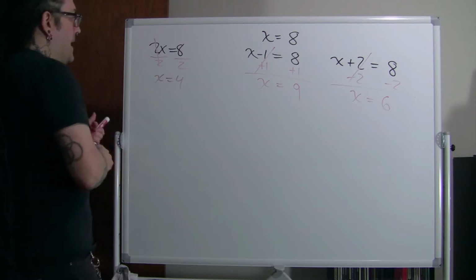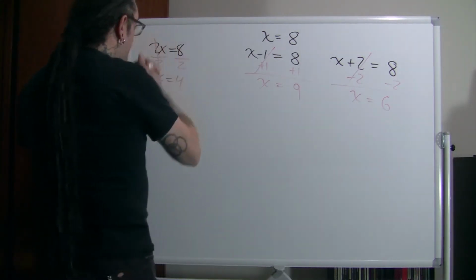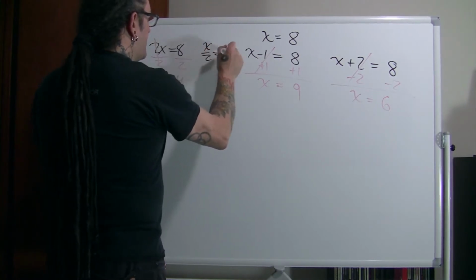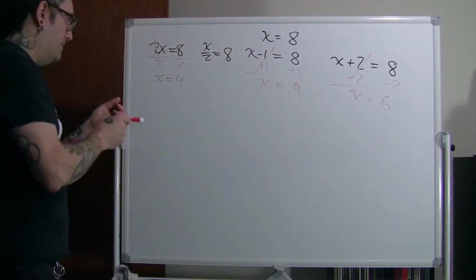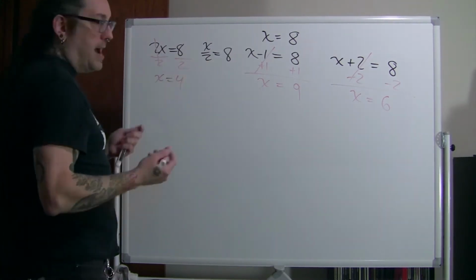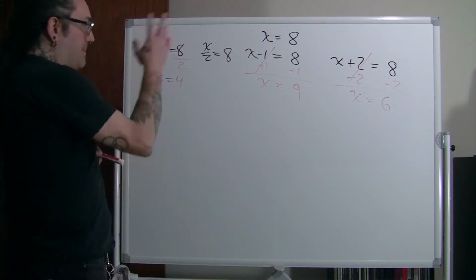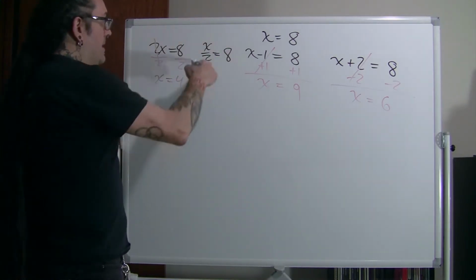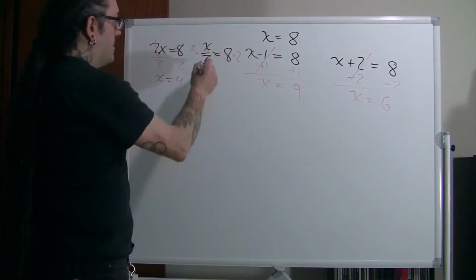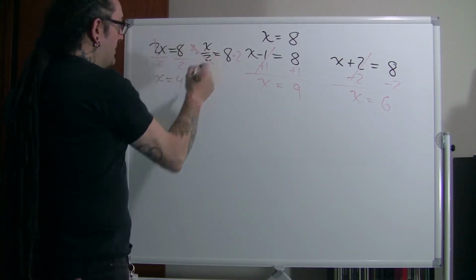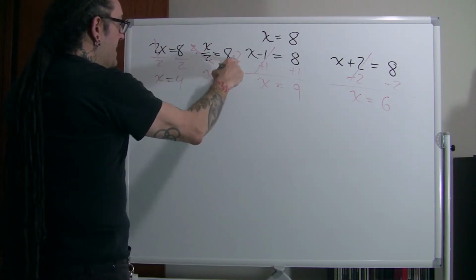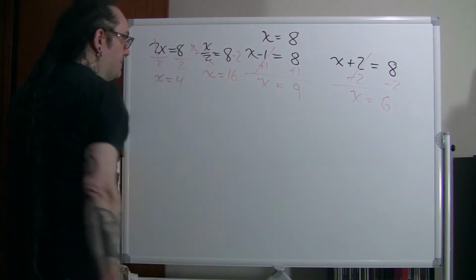One more. How about x divided by 2 equals 8? Running out of room, but let's see how it goes. All right, so now I'm dividing. The opposite of dividing is multiplying. I'm going to do the same thing to both sides, but I'm going to do the opposite. If I'm dividing by 2, I need to multiply by 2 on both sides. And what happens? The 2's cancel, and the x comes down, and then it equals 8 times 2, 16.